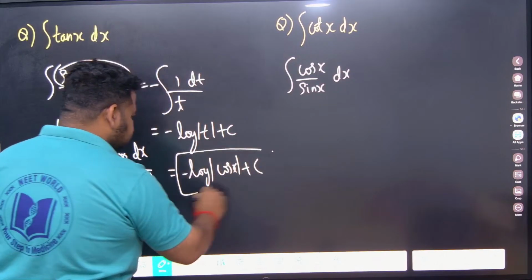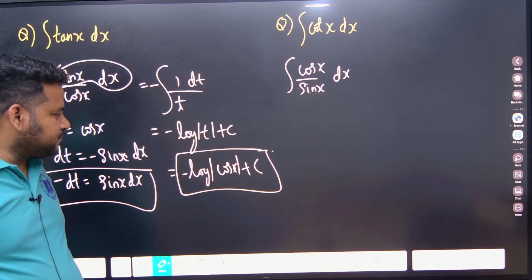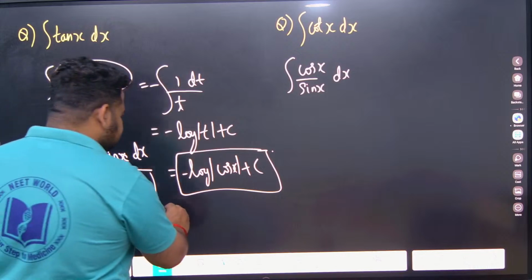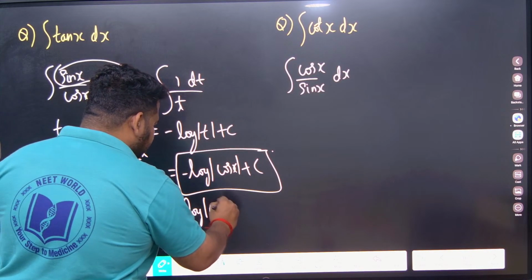So this is one of the answers. You can keep it like this: minus log cos x plus c. Or what we can do? This minus I can send inside. If I send it inside, this will become log of cos x to the power of minus 1.